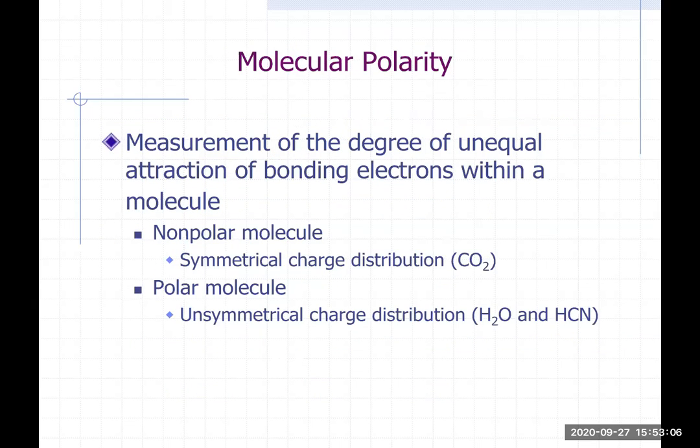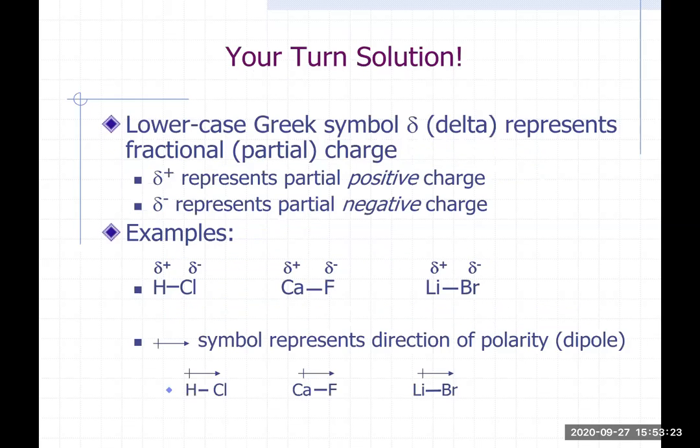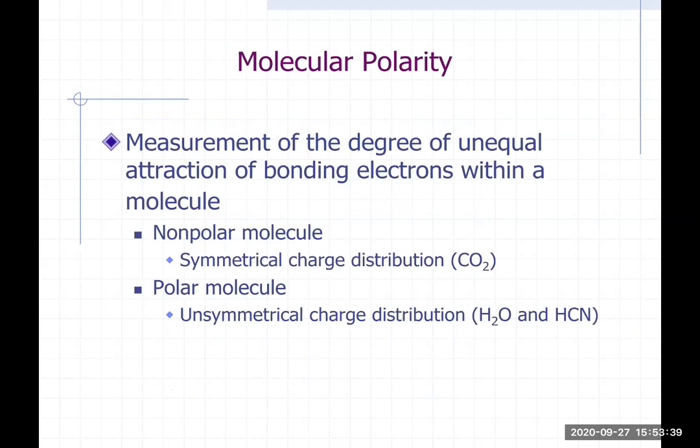So we've been looking a lot at bond polarity, and I showed you a little bit about molecular polarity. Again, the molecular polarity is the degree of unequal attraction of bonding electrons within the whole molecule. So when we look at bond polarity, let me just back up. We're looking at the atoms on either side of the bond. In every case, looking at bond polarity, we evaluated the atoms that were on either end of the bond. When we look at molecular polarity, we're going to look at the atoms that are on every end of the molecule.